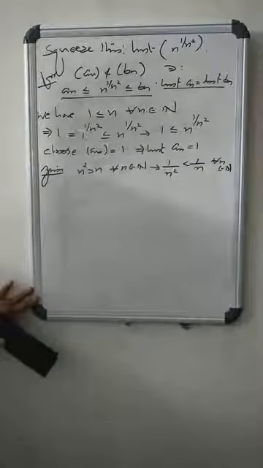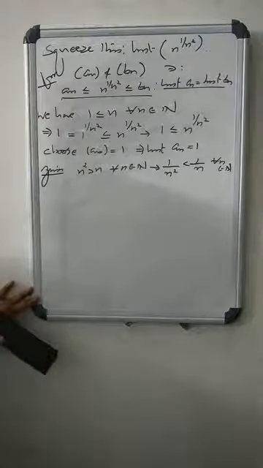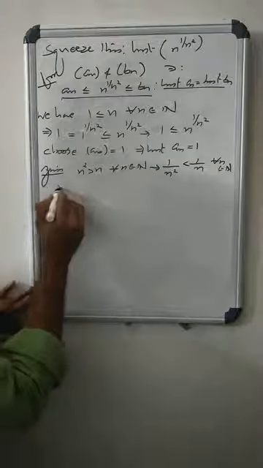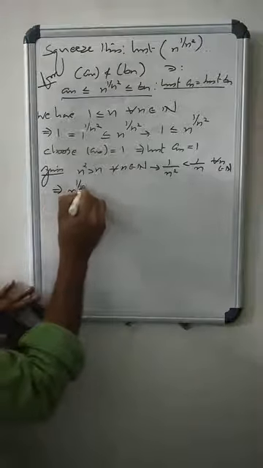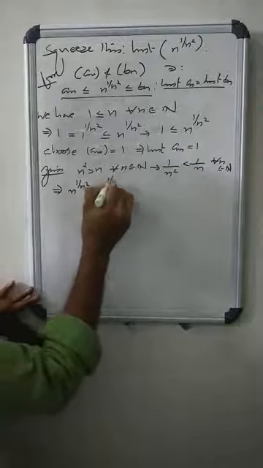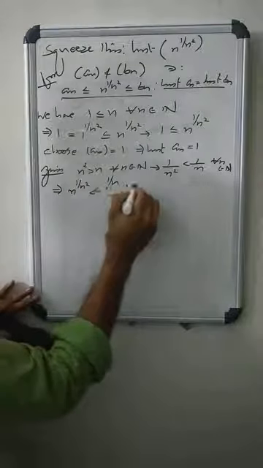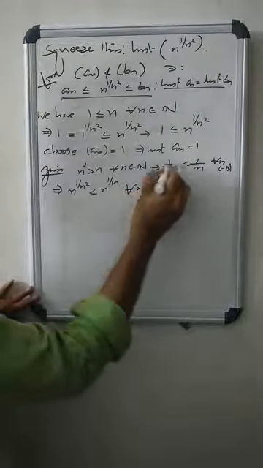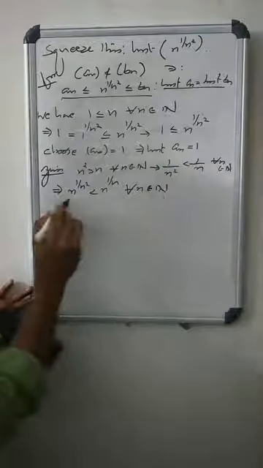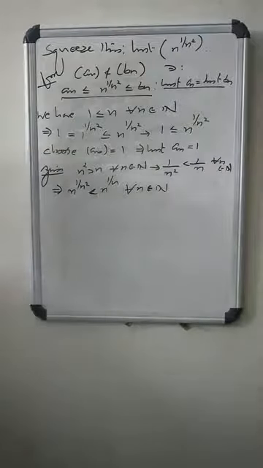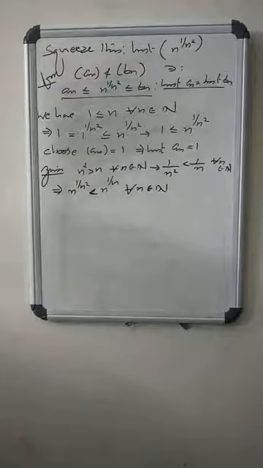1 by n square is strictly less than 1 by n. So, 1 by n square strictly less than 1 by n means n power 1 by n square is strictly less than n power 1 by n, for all n in N. Since 1 by n square is less than 1 by n, and n is a natural number, surely n power 1 by n square is less than n power 1 by n.